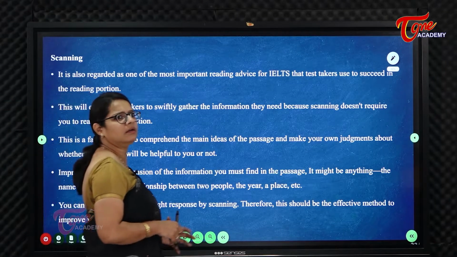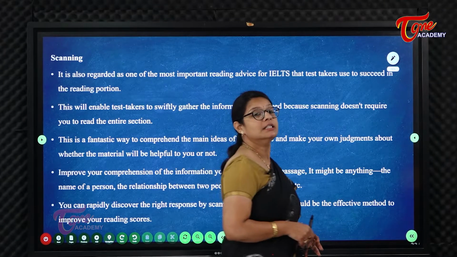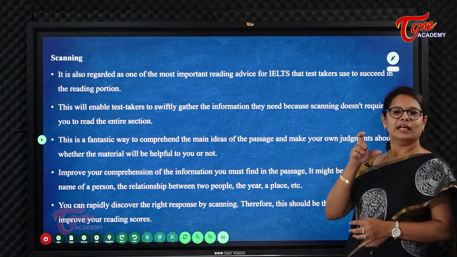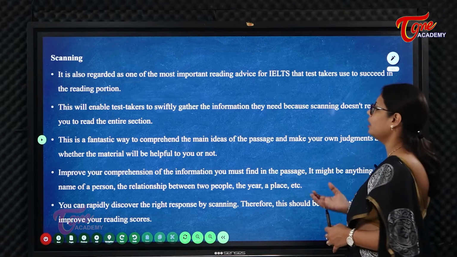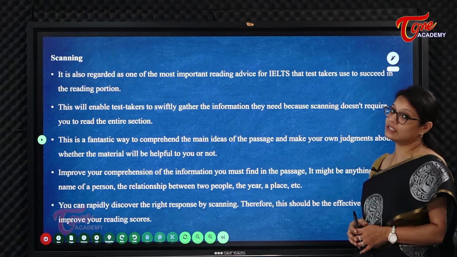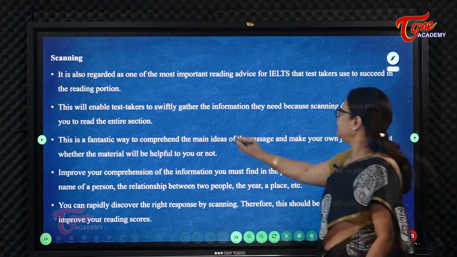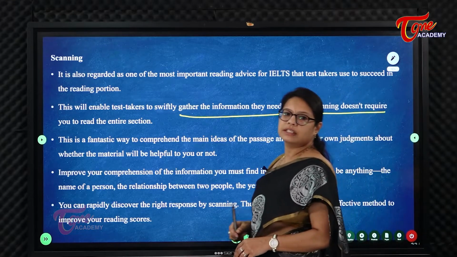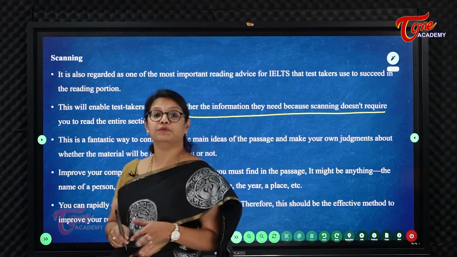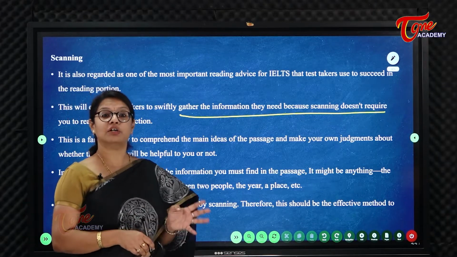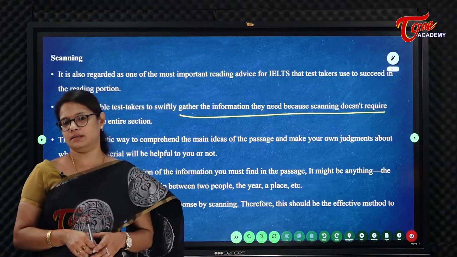Scanning is also one very important reading device, especially when it comes to examinations like the IELTS, where you have to time yourself to respond to the reading portion. Now, this kind of technique, that is your scanning, enables you to swiftly gather information that you need, and it doesn't require you to read the entire section because you have a 1500-word, 3-passage reading that needs to be done and 40 questions to be answered in about 60 minutes' time.